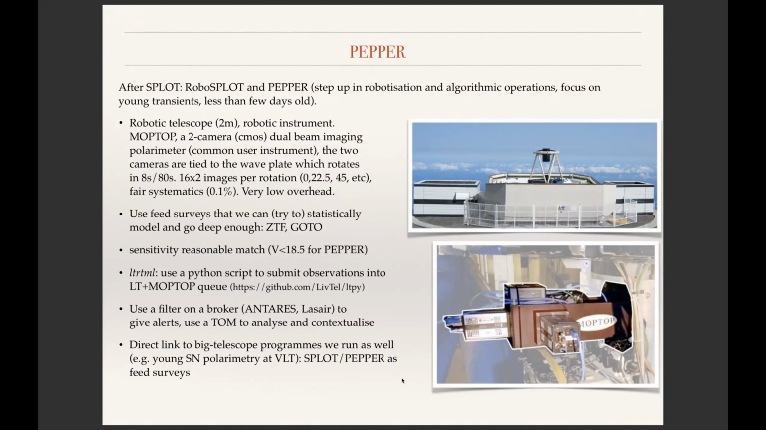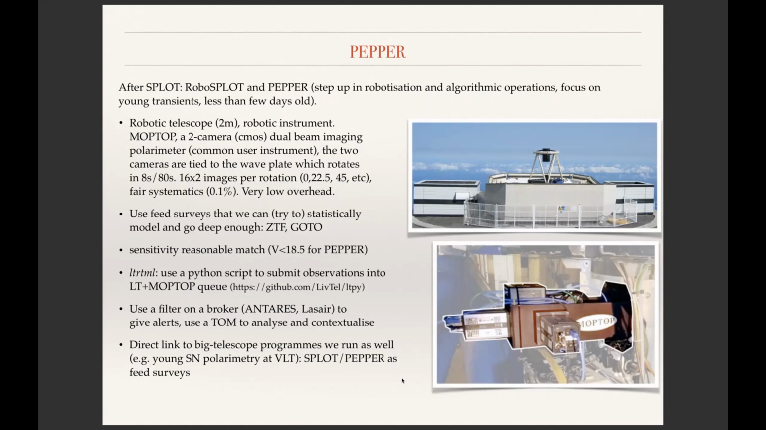The sensitivity of MOPTOP and LT is reasonably matched. It's about 18.5 or brighter is what we pick for Pepper. Of course, ZTF goes down to 20.5 or so, but we are left with enough sources if you wish. And we completely Pythoned up the whole process of triggering. It all goes via a Python binding of RTML to the telescope. We use a filter on a broker to give us the list of sources to observe, and we use a TOM. It's the software made by LCOGT to analyze and contextualize our data.